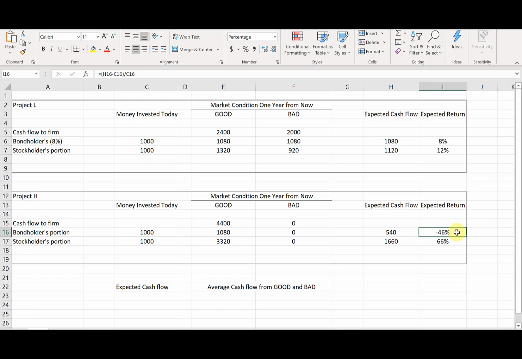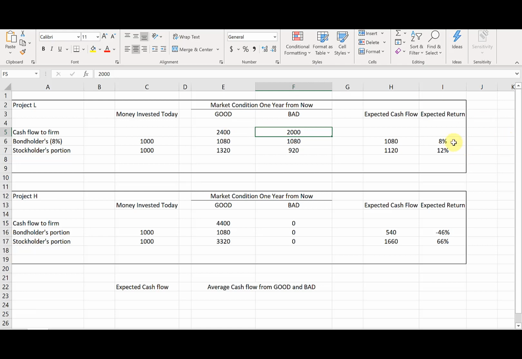So now let's see which projects the bondholders and stockholders would prefer for the firm to choose. If you are a bondholder and the company takes on Project L, there is greater certainty that the firm would pay back its bondholders. So you would receive your 8% return regardless of whether the scenario is good or bad. It's a low risk project. There is little difference between the cash flow that the firm would receive between good and bad.